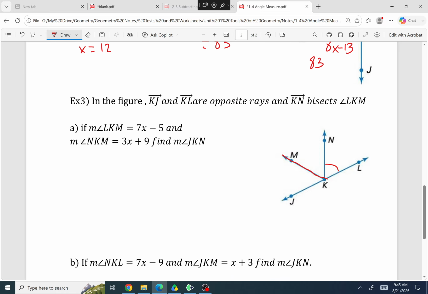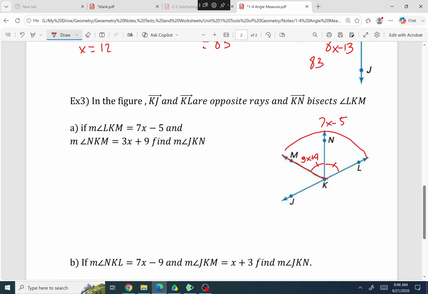So that means this one is equal to this one, right? What do we know? We know LKM is what? Now I got to be careful. That means this whole thing is 7x minus 5, right? What else do I know? MKM is what? 3x plus 9.